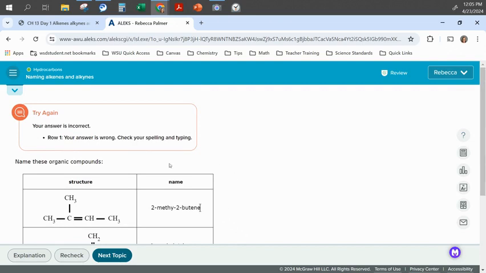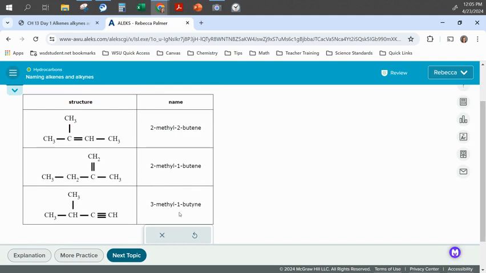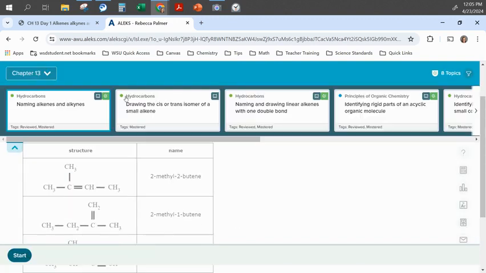Oops, row 1. What did I miss? Oh, thank you. Spelling. Okay. Yes, go on. Okay, questions? Okay, let's do the next one.